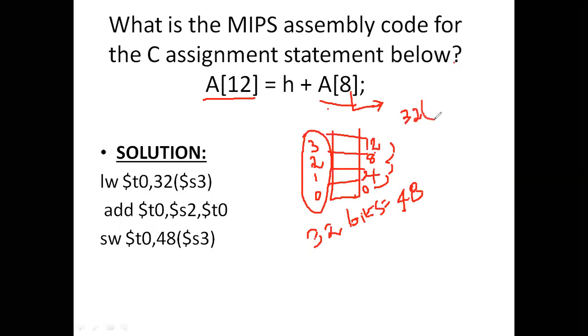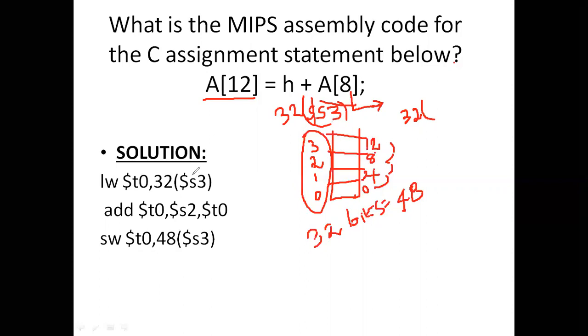What about the register we are going to use for the A variable? It is nothing but S3. So for the A variable, we are going to use the register named S3. What about the location 8? It is nothing but 32. So 32 of S3 means we are going to take the 8th location from the A variable.